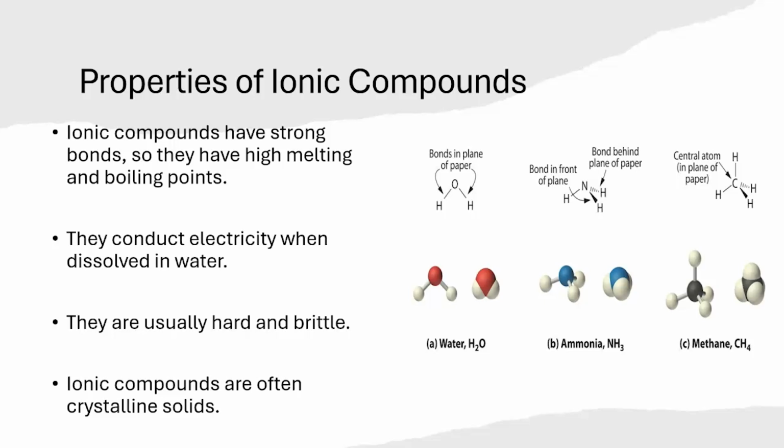They're usually hard and brittle, which is why they can easily crack if you drop them. Ionic compounds often form crystalline solids, which is just a fancy way of saying they form nice, neat crystal structures. Pretty cool, right? Now let's move on to the last slide and wrap this up.